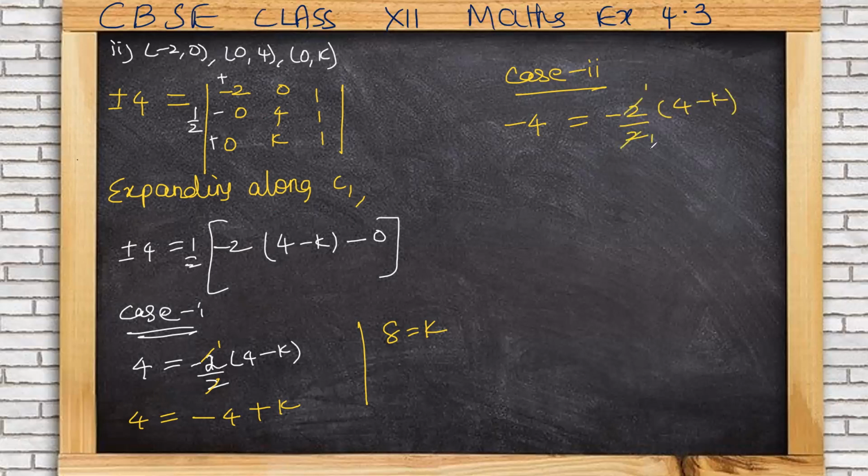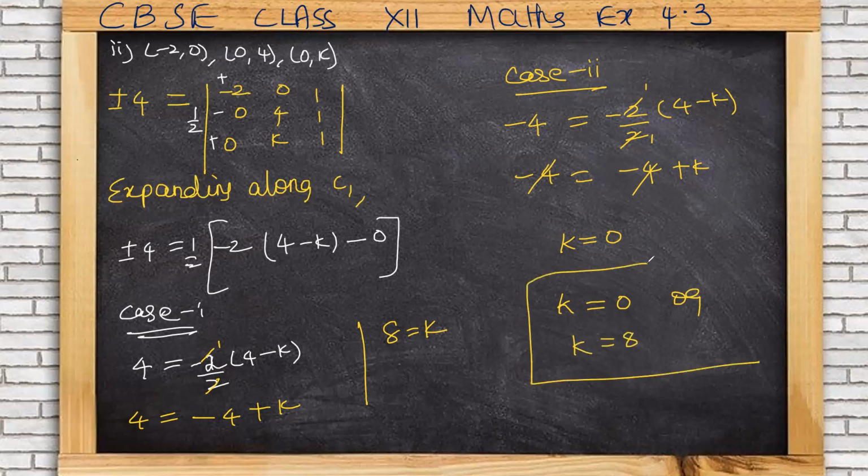And 2 and 2 gets cancelled. We have minus 4 is equal to minus 4 minus into minus plus k, and minus 4 gets cancelled. We have k is equal to 0. So the final answer: k is equal to 0 or k is equal to 8. This is the final answer.